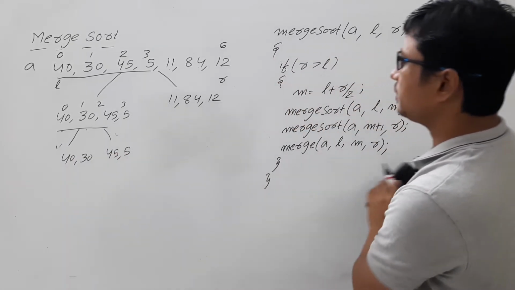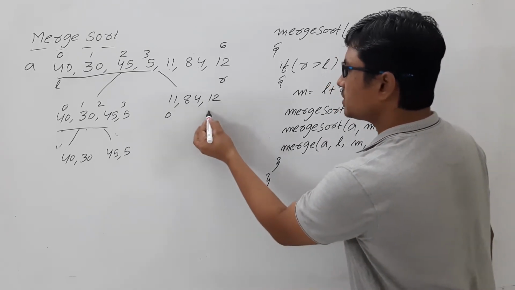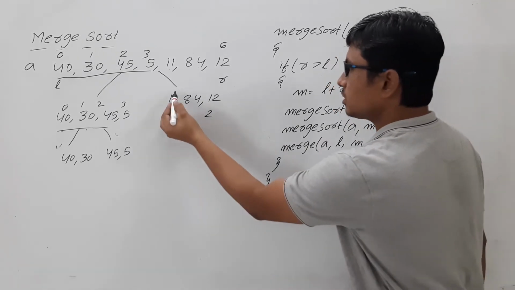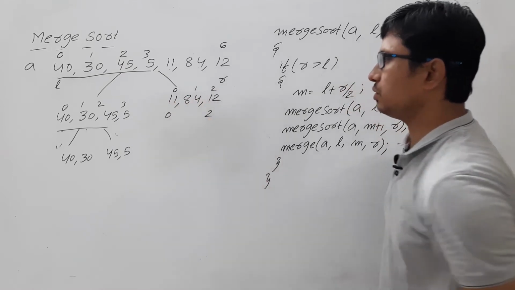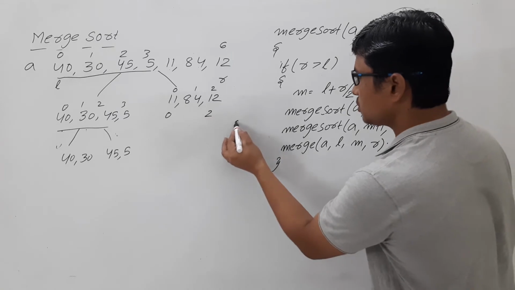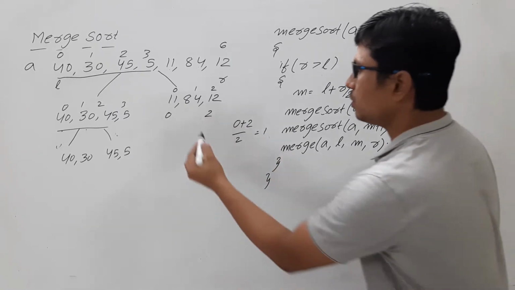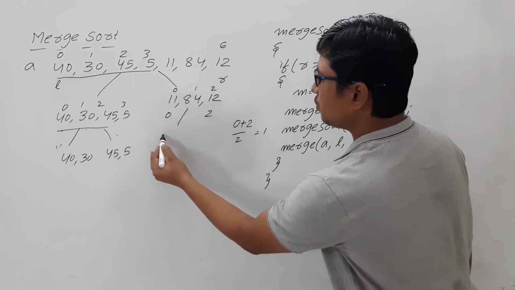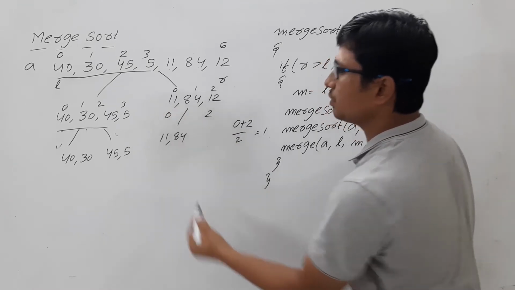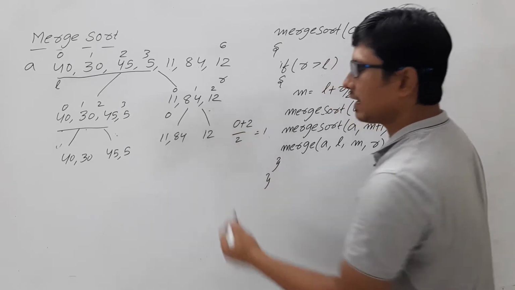Now again you can do it. L value is equal to 0, R value is equal to 2, because the index starts from 0, 1, 2. So L is 0, R is 2. So (0 plus 2) by 2 is equal to 1. So the elements from 0 to 1, which are 11, 84, will be in one array, and 12 will be there in the other array.